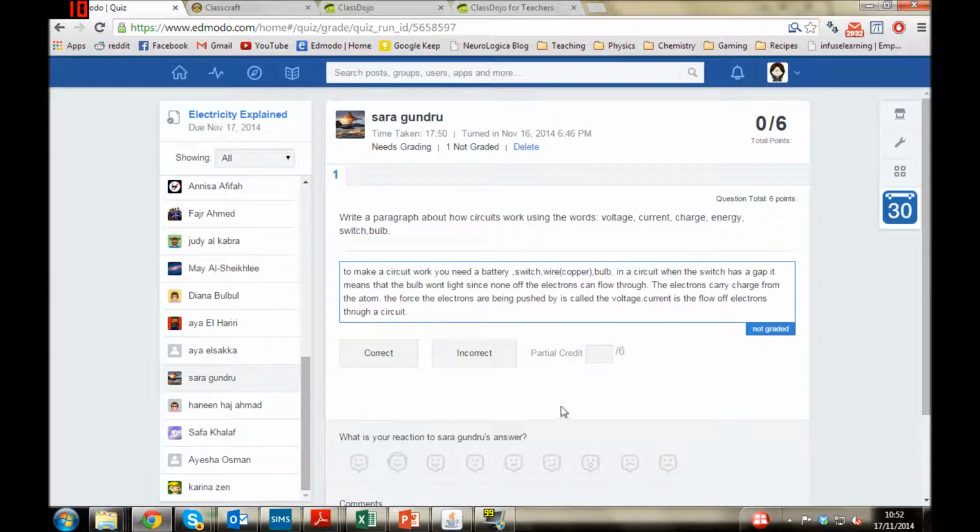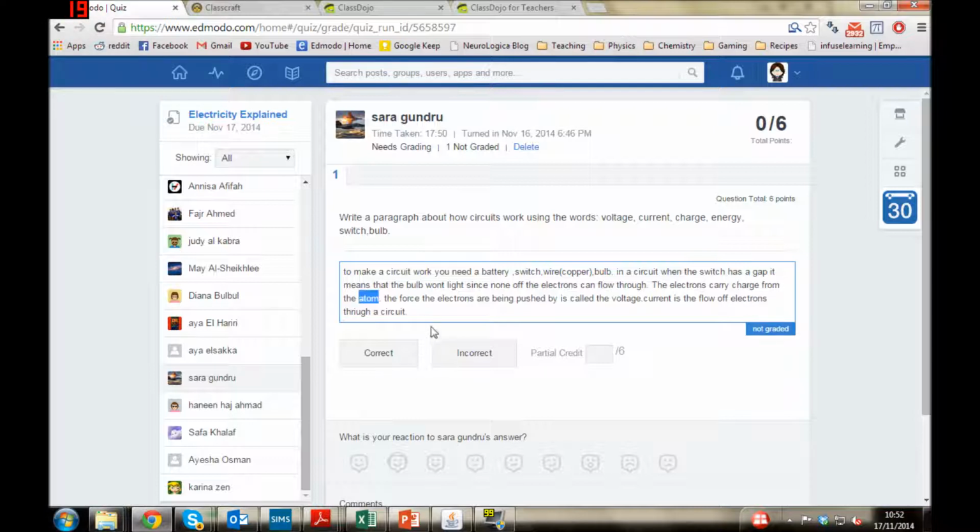Sarah. To make a circuit work, you need a battery, a switch, wire, and a bulb. Yeah, okay. You don't actually need a switch, do you? You don't need that, but fair enough. In a circuit, when the switch has a gap, it means the bulb won't light since the electrons cannot flow. Yep. The electrons carry charge from the atom. What?